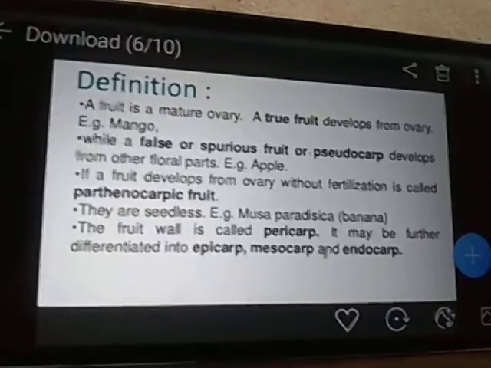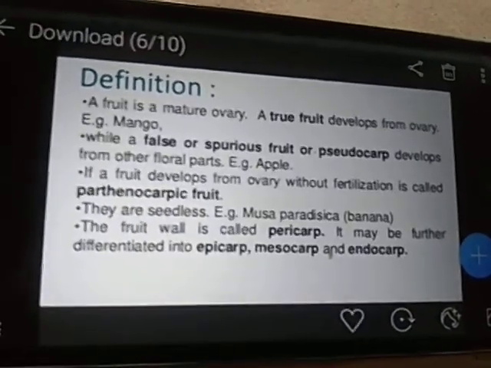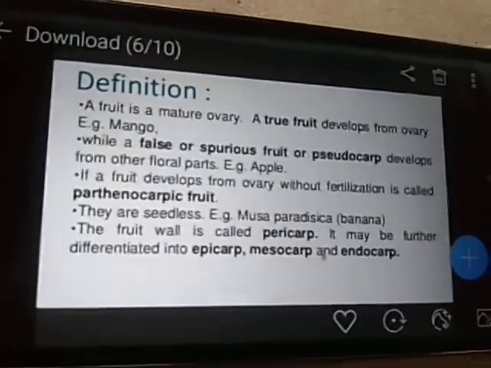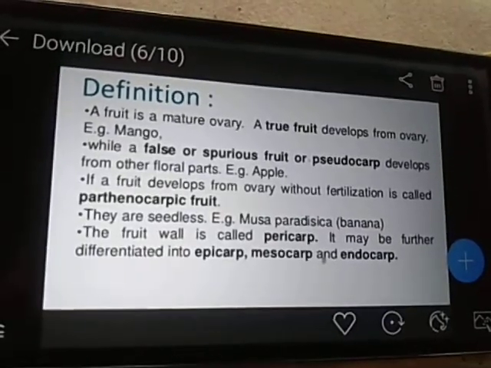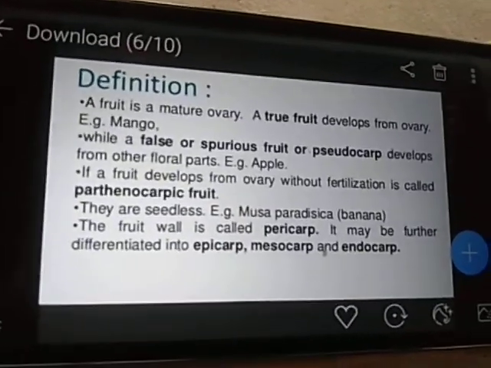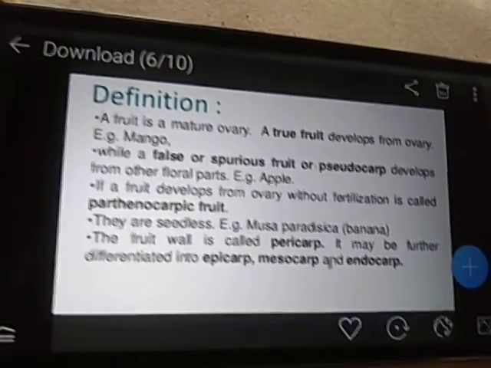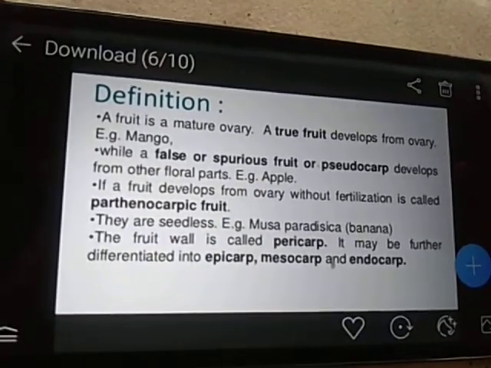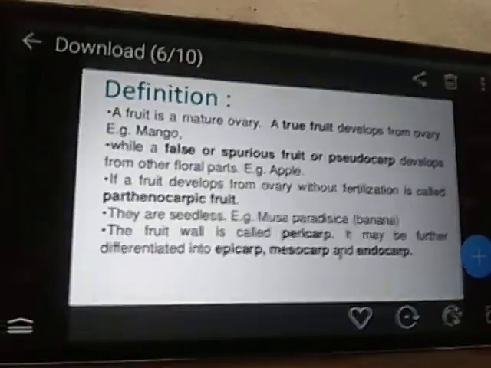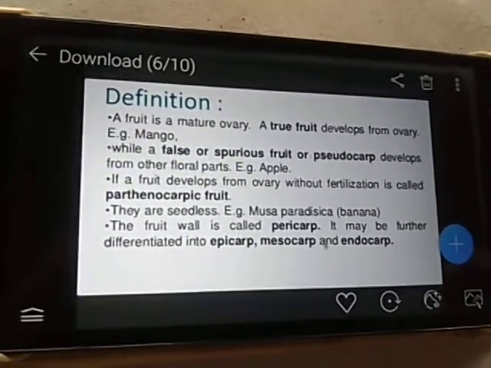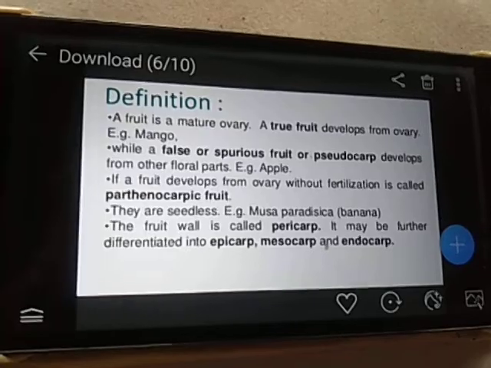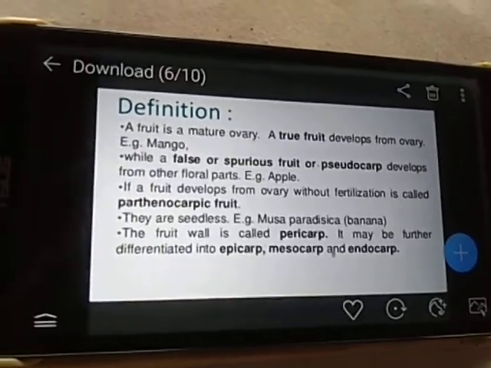So the definition, what is true and false fruits. A true fruit develops from the ovary like mango, but a false fruit develops from other floral parts also, like apple that develops from the thalamus. And parthenocarpic fruits develop without fertilization. Okay. So the fruit wall, that is pericarp, has three layers: epicarp, mesocarp and endocarp.